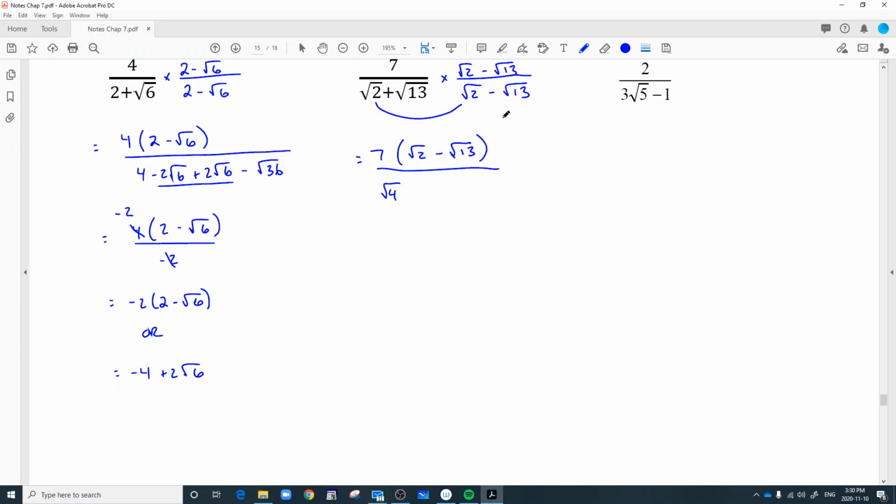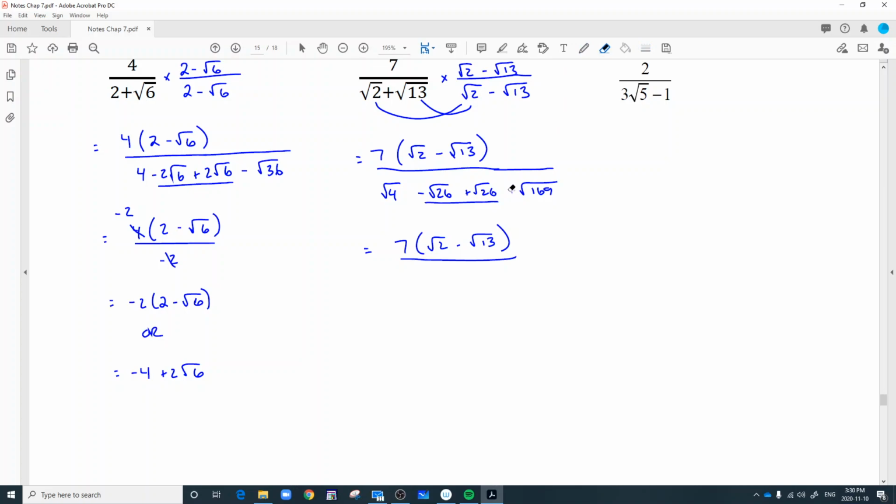And then keep going. Root 2 times negative root 13 is negative root 26. And then I'm going to get that plus root 26. And then my last, I get square root of 13 squared, which is what, 169? Okay, but we get 7 times root 2 minus root 13 all over. Your outers and your inners cancel out. We're left with 2. Oops, sorry, don't do what I just did.